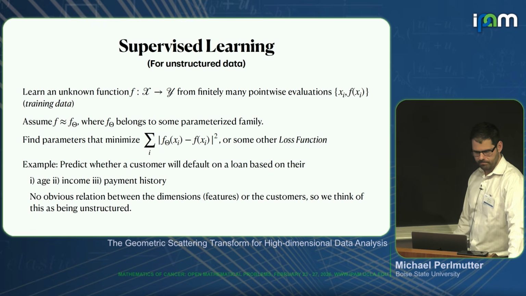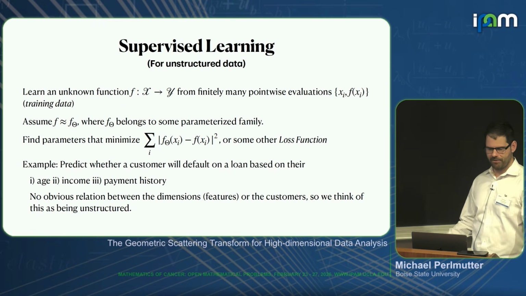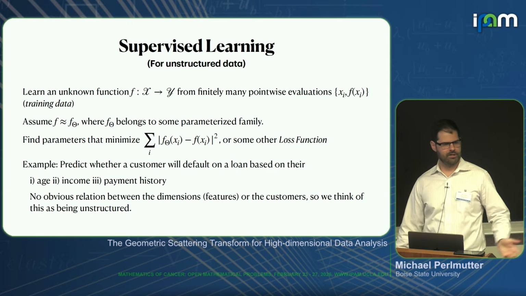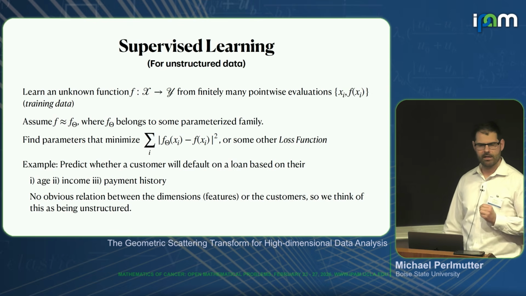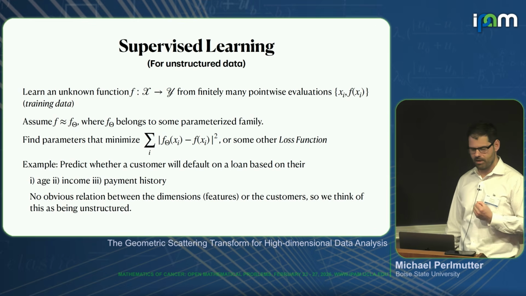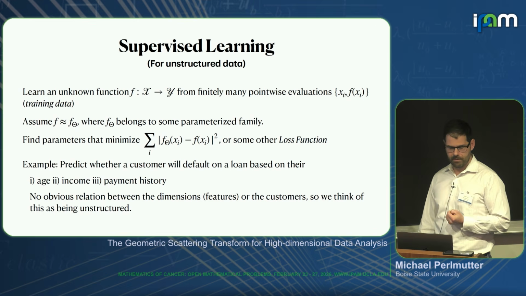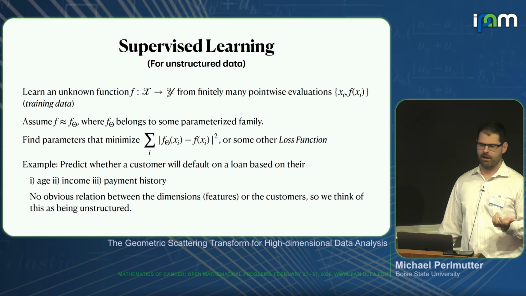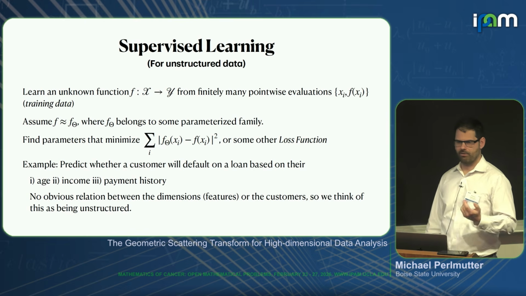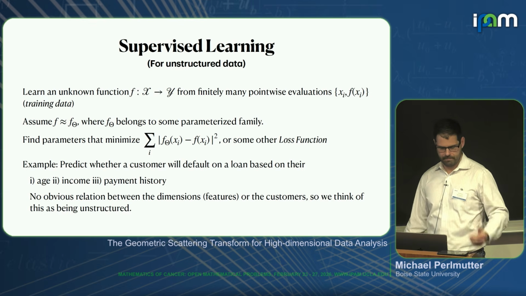So I'm going to begin with a formal definition of supervised learning. There's an unknown function from some set X to some set Y. You have access to finitely many evaluations. That's called training data. You assume that this function can be well approximated by some function in a parameterized family, and you try to find the best parameters that fit the data.